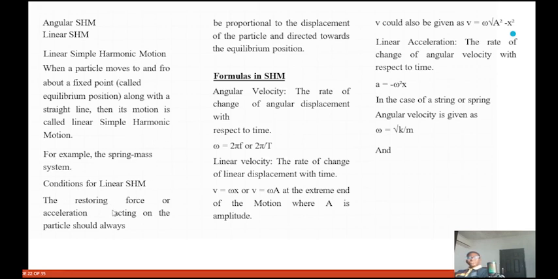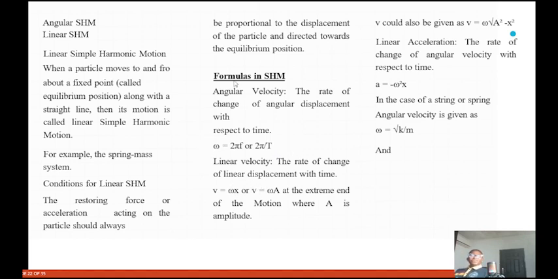So what are the conditions? The restoring force or the acceleration acting on the body should always be, we've already said this countless times, proportional to the displacement of the particle and directed towards the equilibrium position. So this is another formula. Your angular velocity is 2 pi f. That should be on your head. Then why are we having it also as 2 pi over T? Because f is equal to 1 over T, right? And that's why we have it as 2 pi over T. So you can use this to get your angular velocity.